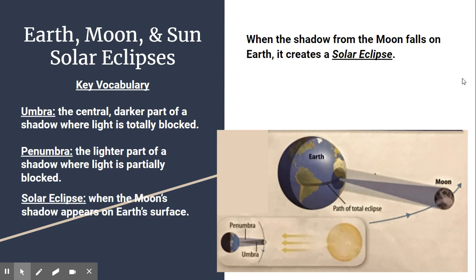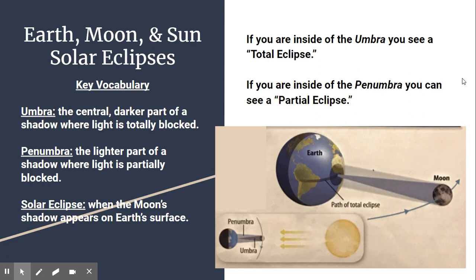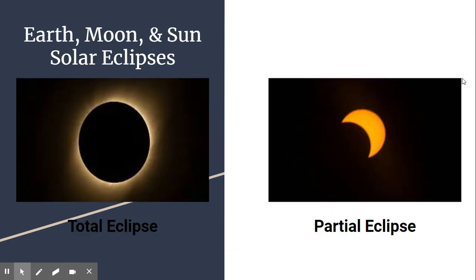A solar eclipse is defined as when the moon's shadow appears on Earth's surface. If you're inside the area of the umbra, you see a total eclipse. And if you are inside the area of the penumbra, you see a partial eclipse. Here you can see a total eclipse where that moon has totally blocked out the sun, compared to a partial eclipse on the right, where only a section of the moon is blocking out a section of the sun.